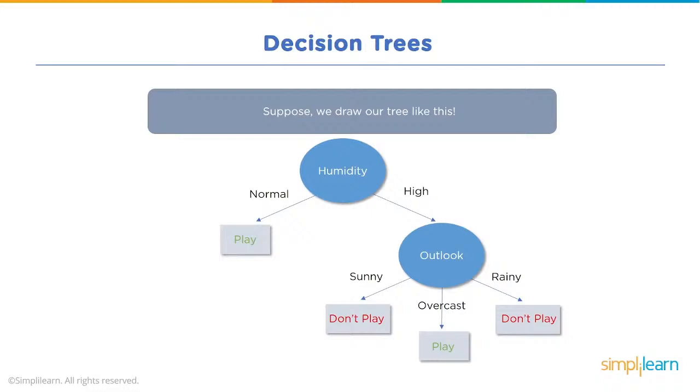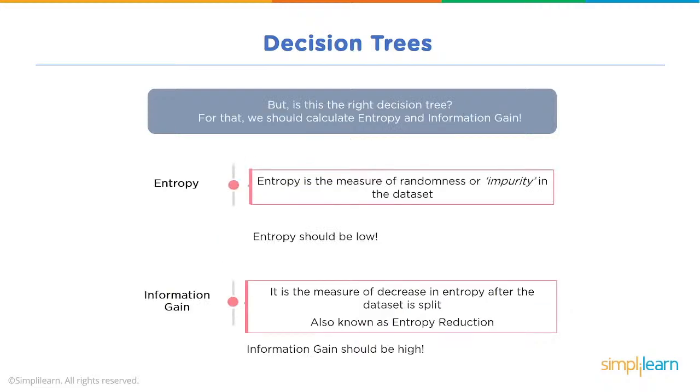So how do we decide how to split that data up? And is that the right decision tree? That's a question that's going to come up. Is this the right decision tree? For that, we should calculate entropy and information gain. Two important vocabulary words there are entropy and information gain.